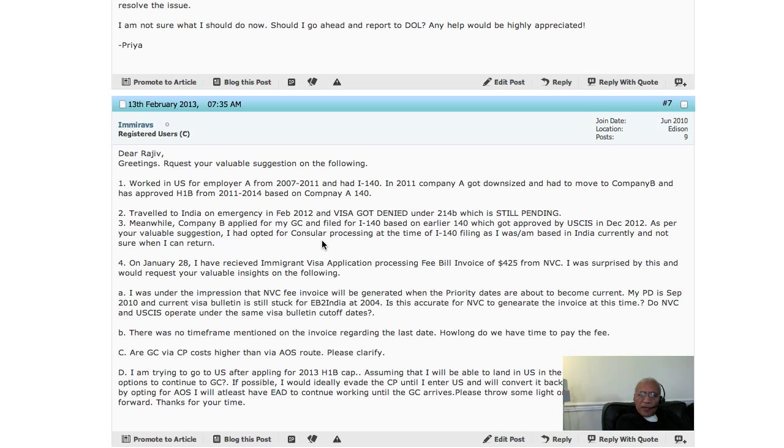I'm trying to go to the US after applying for the 2013 H-1B cap. You may even be cap exempt actually. I don't know when you left and how long you've been. Assuming you're subject to the cap, what are the options to continue the green card? You can always change back to AOS if you want. You can convert back to AOS. That's quite easy. So what would I do if I were you? If I got an H-1B and came to the USA, I think I would file for an AOS. I would file for an adjustment of status.